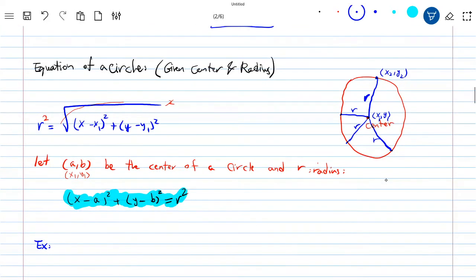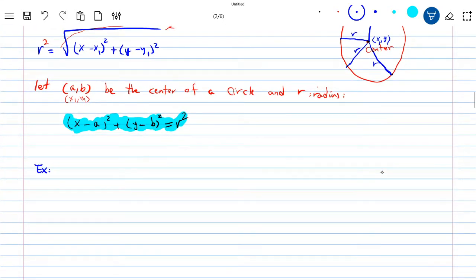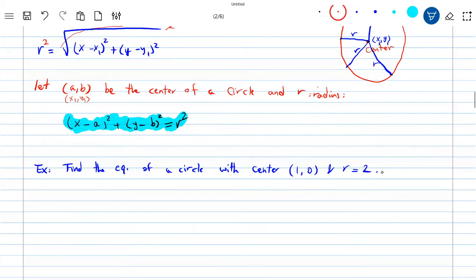Find the equation here. Find the equation of a circle with center, let's say, 1 and 0, and the radius is given as 2. So what is the equation?